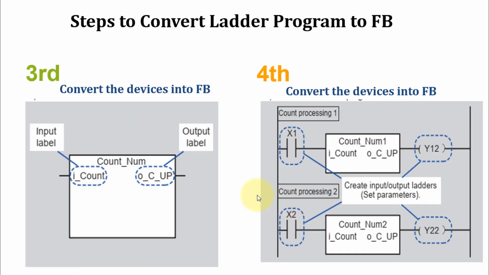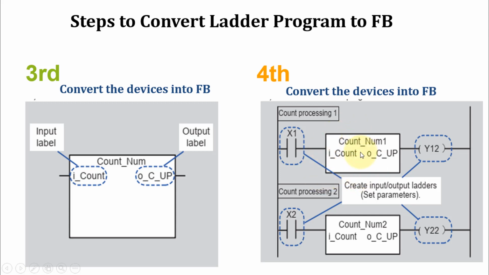The third step is to generate a function block. The function block will look like this. It has one input label and one output label, and the name of the function block is count underscore num. After completing this function block, we can use it in our program. How can we use this? Just copy this functional block and paste it in our ladder programming where we require it. Then the next step is to connect the input variables with the input device, and then connect the output device with the output label over here.